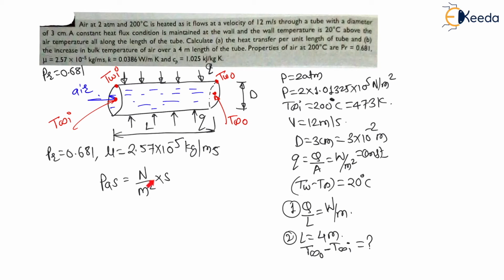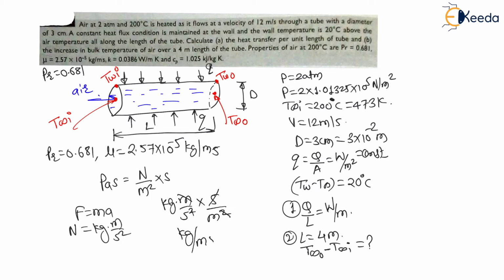This unit we need, but here they have given kg per meter second. Now Newton is nothing but, as per Newton's second law, force is equal to mass into acceleration. Therefore force is Newton, mass is kg, acceleration is meter per second square. Therefore here the Newton can be replaced by kg meter per second square. Therefore it becomes kg meter per second square is Newton into second divided by meter square. Therefore 1 second will get cancelled, 1 meter will get cancelled, it will remain kg divided by meter second.